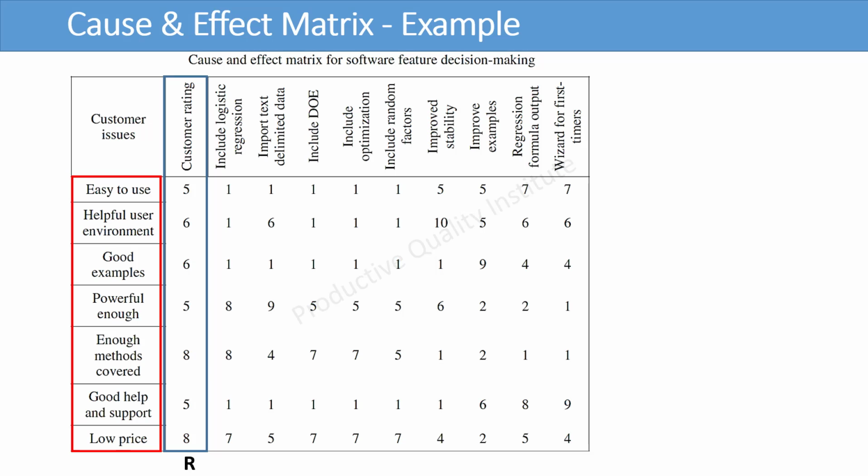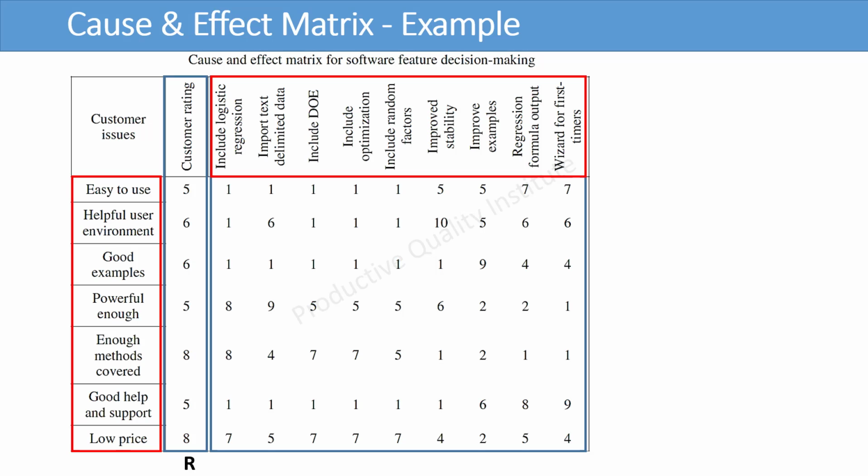We have 9 possible features, so we have 9 inputs. Include logistic regression, import text to limited data, include the DOE, include optimization, include random factors, improve stability, improve examples, regression formula outputs, and wizard for first time. The correlations between the 7 customer issues and the inputs are listed. The correlation factors form the matrix C.